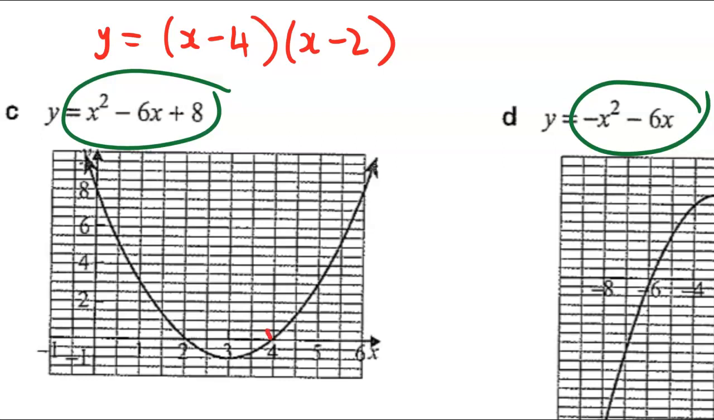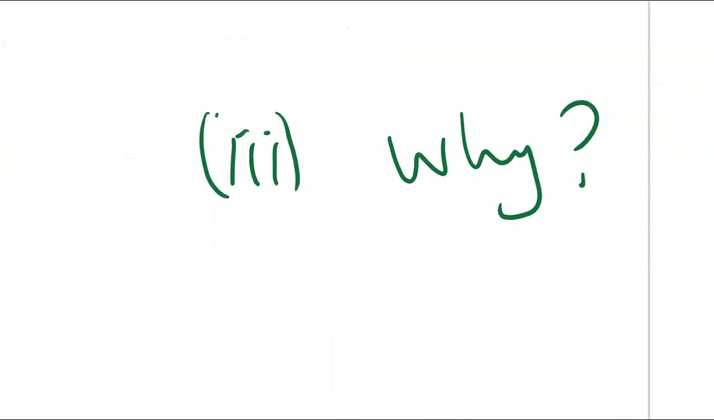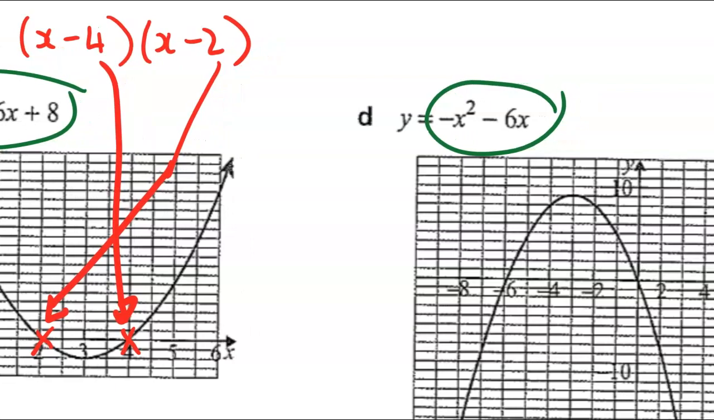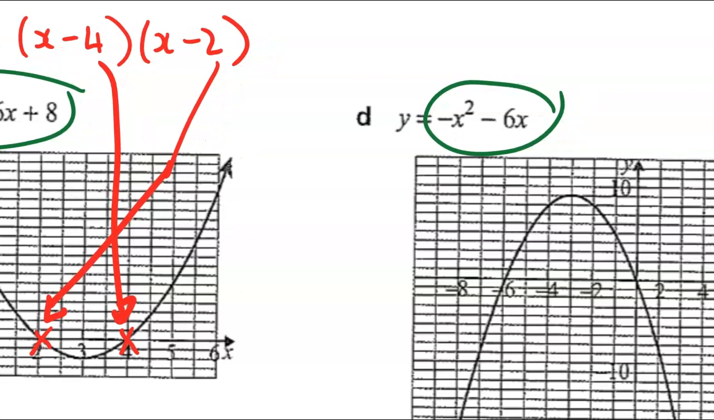Our x-intercepts are 4 and 2. Gosh, not having a good start to the day, am I? 2 here, 4 here. However, it's x take 4, and the x-intercept is plus 4. x take 2, the x-intercept is plus 2. And so my third question was, well, why? Why is it that we've got this connection, and the other thing is it's the opposite sign.